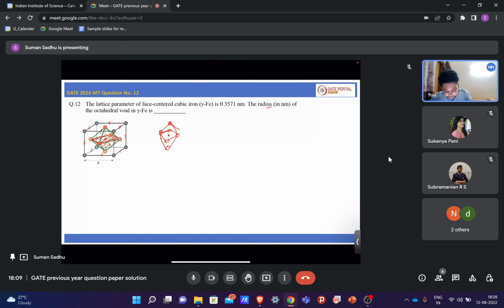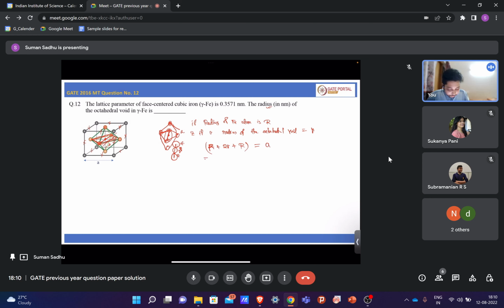Now let us consider this plane. This distance is the distance between these two face center atoms. This distance is a. Now if the radius of an iron atom is capital R, and the radius of the octahedral void is small r, then this is one iron atom, so this distance is R, then the octahedral void is there, so this will be 2r, and then again there will be another iron atom whose radius is R. So this total distance is capital R plus 2 into small r plus capital R. This distance is equal to the lattice parameter of this unit cell.